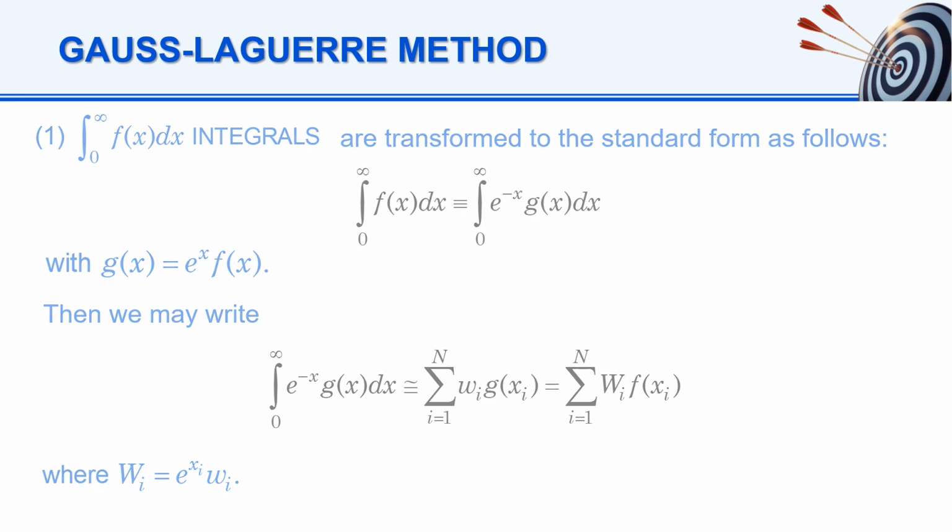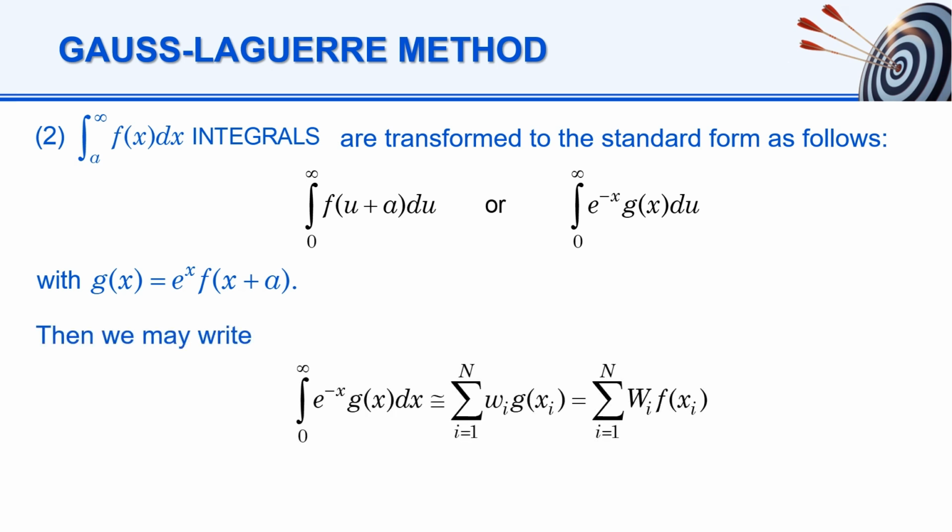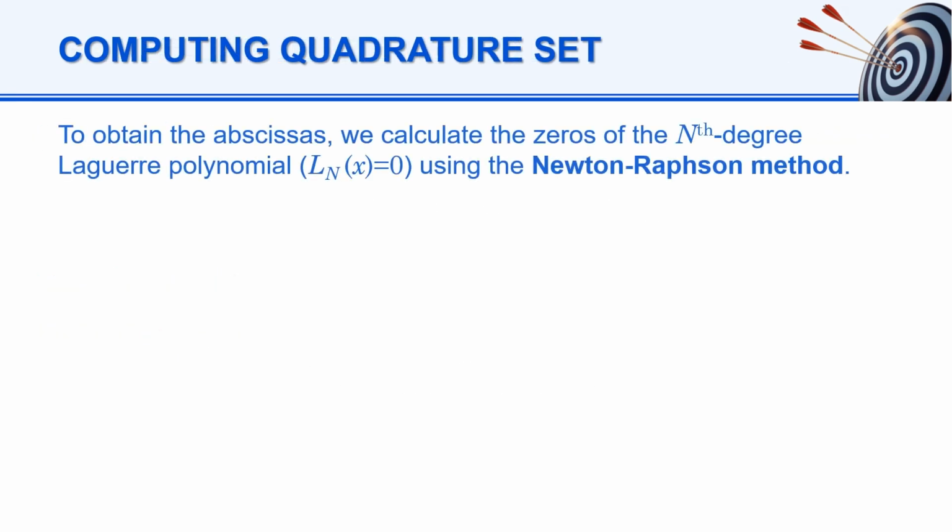Some type 1 integrals on a semi-infinite interval with a lower bound starting at a are transformed to the standard form as follows. Where g(x) is defined as e to the x times f(x plus a). Then we may write the approximation as a weighted sum, where the weights in uppercase W are the modified weights. To obtain the abscissas, we calculate the zeros of the nth degree Laguerre polynomial using the Newton-Raphson method.